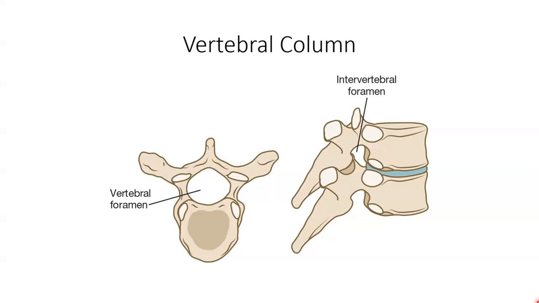So the spinal cord is located within the vertebral canal of the vertebral column. The vertebral canal is formed by the vertebral foramen, or this hole here. And when all of the vertebrae are stacked one on top of each other, they form a bit of a tunnel through which the spinal cord can run through.